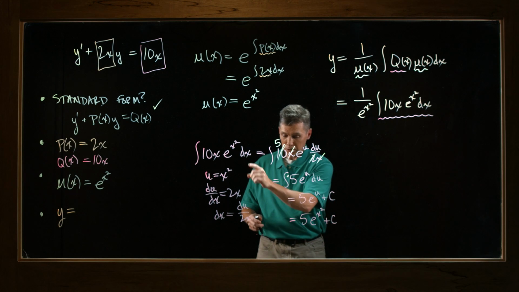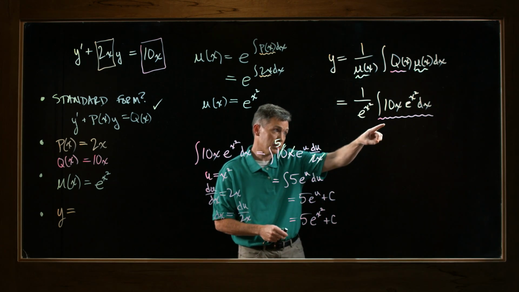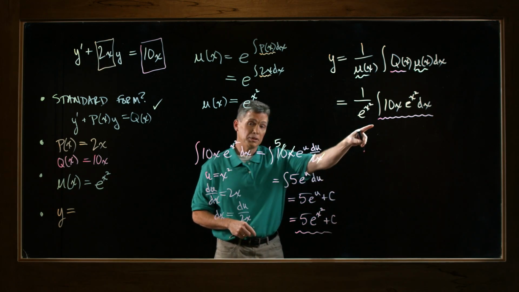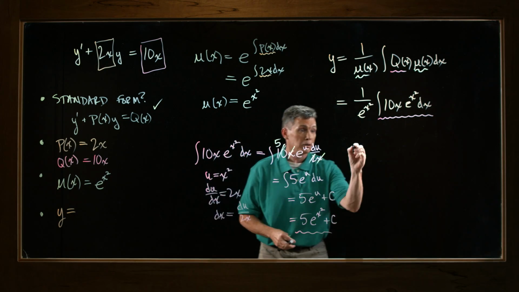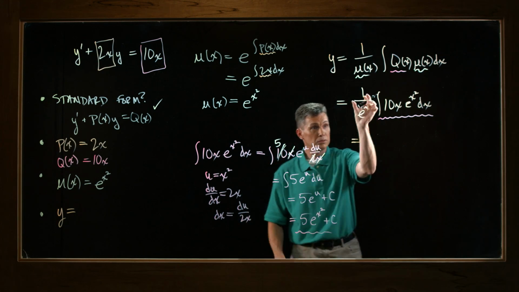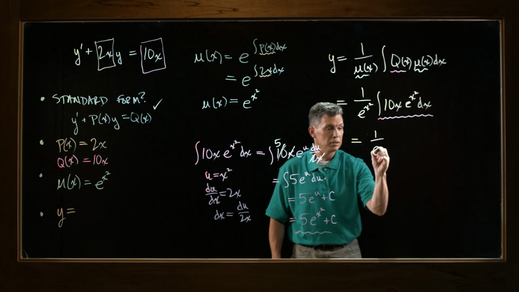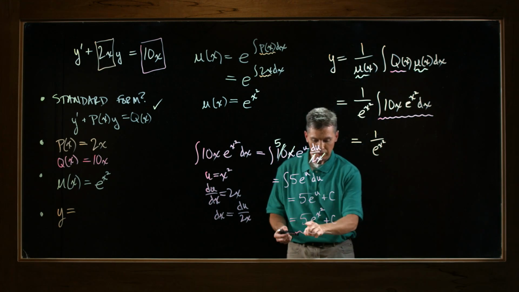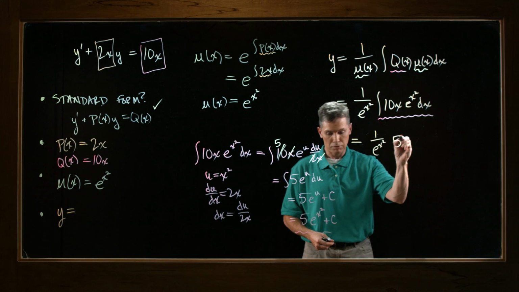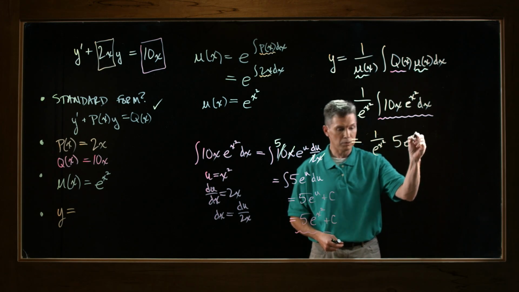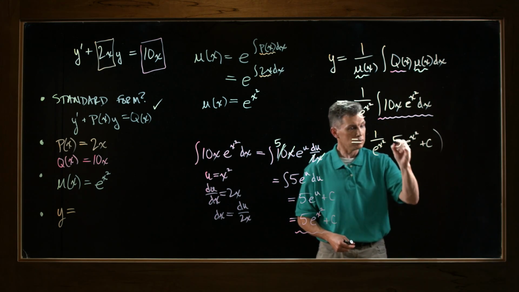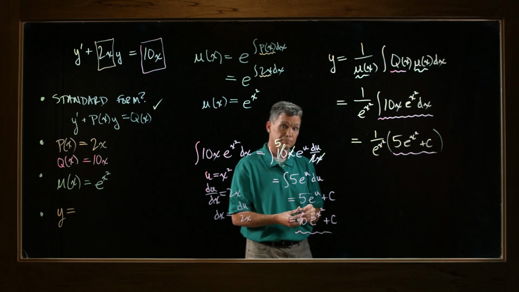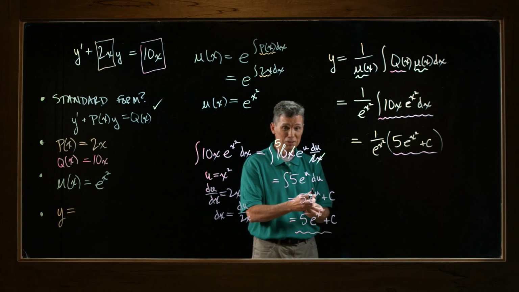We got a good answer for that integral, but getting my bearings back, that was all done just for this squiggly underline over here. So let me get back on track over here. I still have the 1 over e to the x squared, but that entire expression underlined in pink, I'm going to replace with 5e to the x squared plus c. That's that same thing.